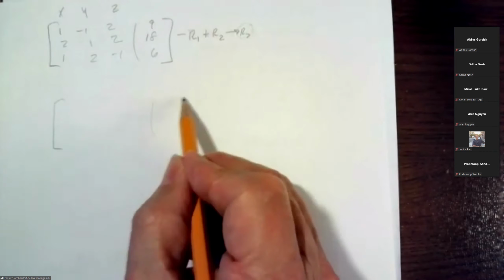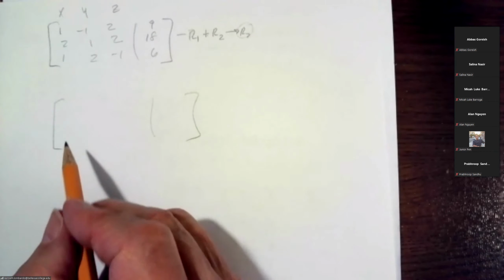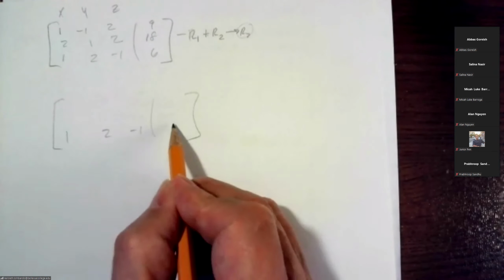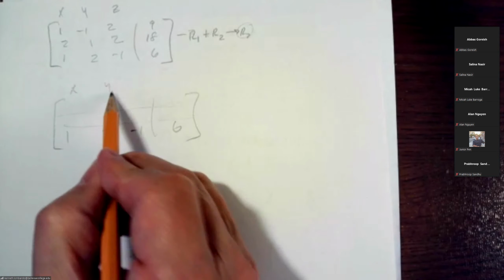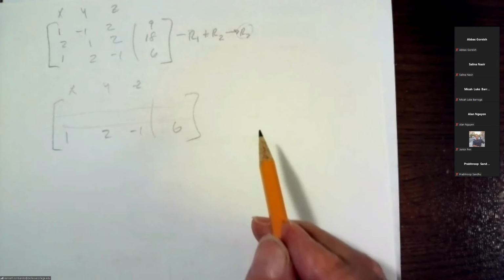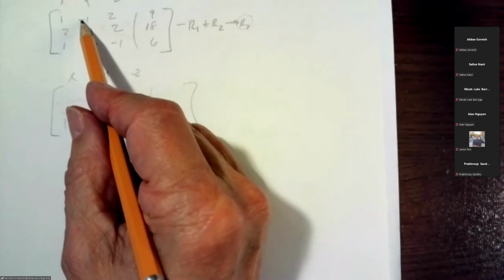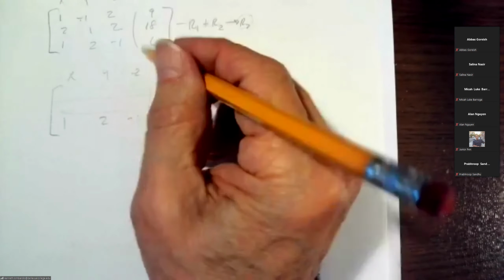So I'll just draw what I'm going to end up with down here. Now I haven't done anything to row 3. So that's still going to be 1, 2, -1, and 6. And I'll just put some light lines in here just so I can see what I'm working with. So if I do this operation, negative row 1, and actually, let me even do a little bit more. Let me do -2 row 1.